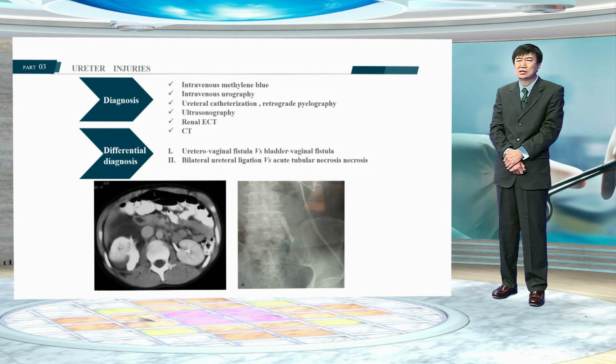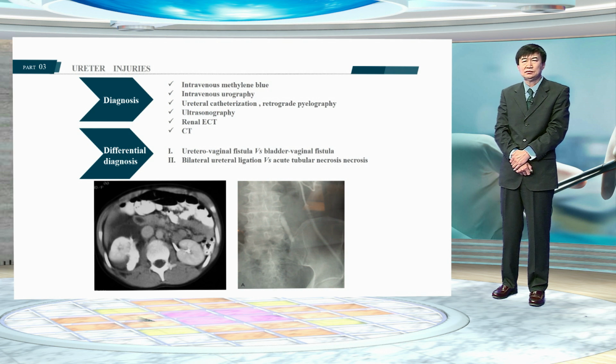The diagnostic methods include intravenous administration of indigo carmine during operation, cystoscopy, ureteral catheterization, and retrograde ureterography, as well as ultrasonography, CT, excretory urography, MRI, and renal scintigraphy. For the differential diagnosis of ureterovaginal and vesicovaginal fistula, retrograde filling of the bladder with methylene blue should be performed.